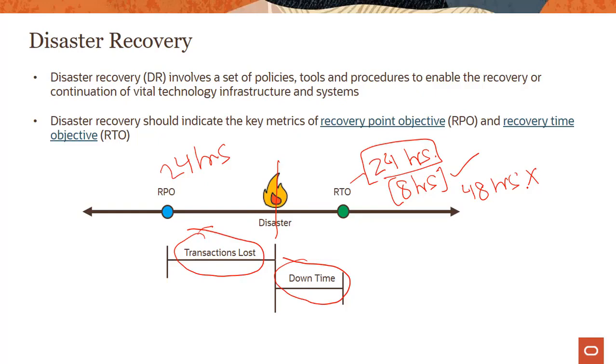Let's look at the case of RPO. Most businesses would do some kind of backup. So let's say you do a backup at 12 a.m. at midnight, and then the disaster happens at 8 a.m. What happens in this case is your last good backup was done 8 hours back. So this is the amount of data which you have lost because your last backup happened at midnight.